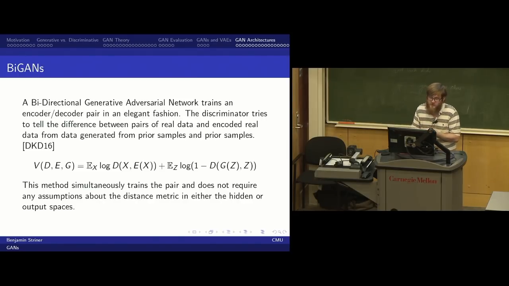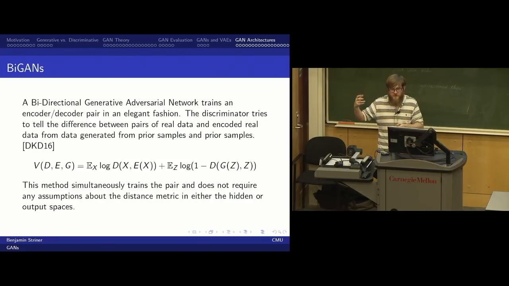It's an encoder-decoder pair, and what you do is your discriminator is trying to tell the difference between encoded data and decoded data. So in one case, the input to your discriminator is real images and how you encoded the real images. It's trying to compare that to prior samples and decodings, stuff generated. So it's real priors and stuff generated from the priors compared to real outputs and stuff encoded from those outputs.